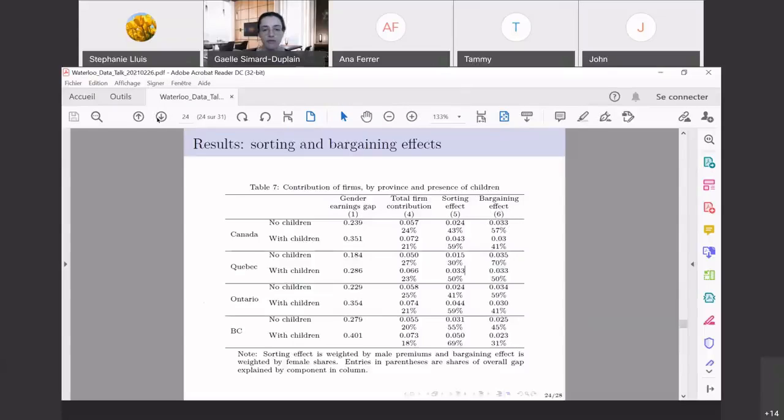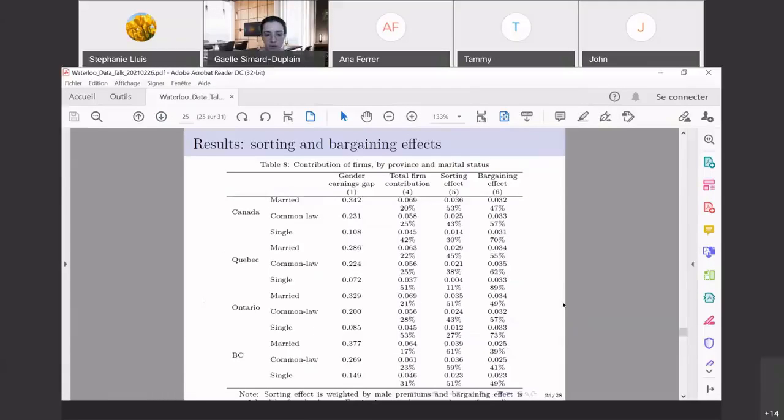And if we finally go there, there we go. So same thing here. Sorry, I should have separated this a little bit better, but same thing here. The slide focuses on married, common law, and single by province. Remember, the general trend is that sorting is largest for married individuals and least important for single individuals. And if you focus on Quebec, you can see that the importance of sorting among single individuals is particularly pronounced in Quebec compared to the other provinces. It's true in all provinces, but it's particularly true in Quebec.